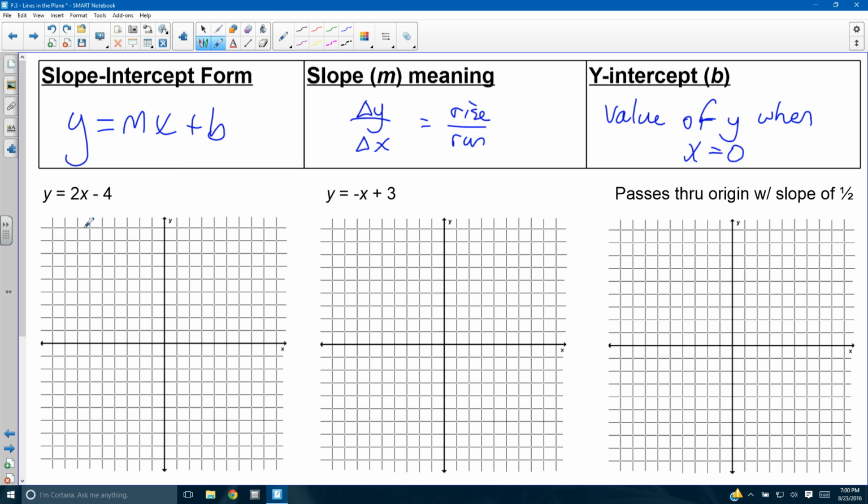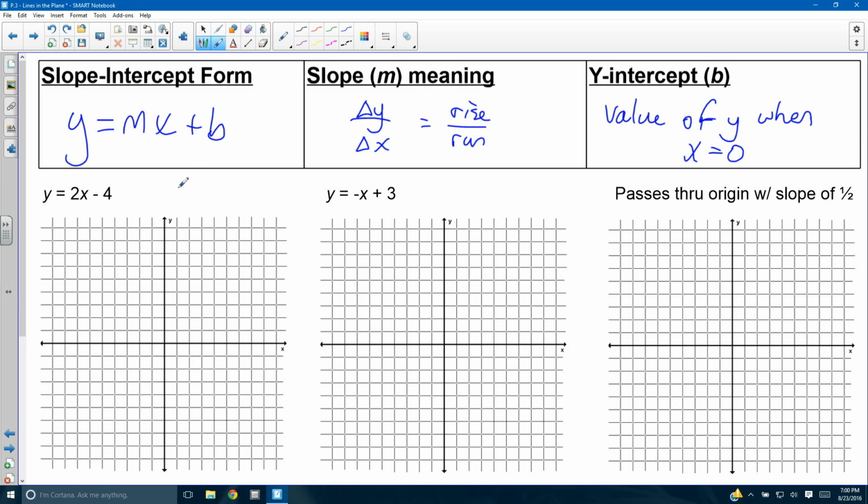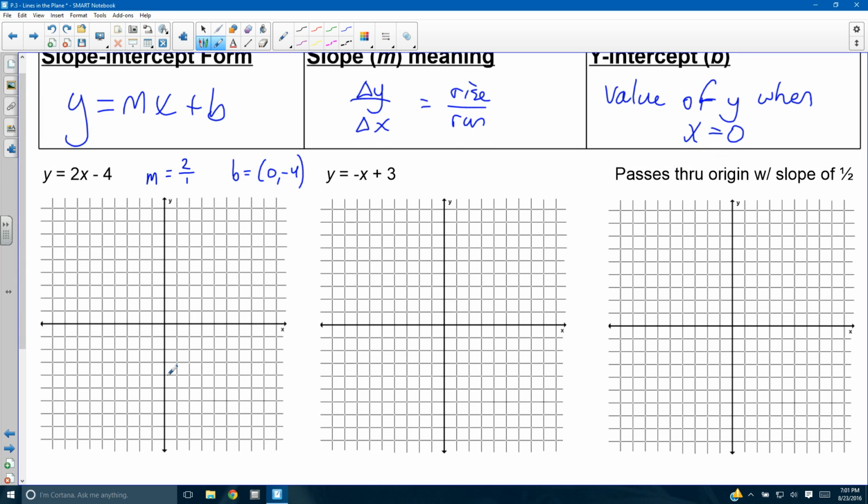Okay, how do we do this without a table? That's what's being asked here. Y equals 2x minus 4. What I'd recommend, especially when some of them kind of look different, is identify what your slope is. Your slope is 2, or better yet, written as a fraction, 2 over 1. This is how much you rise. This is how much you run. B is at the point 0, negative 4. The y-intercept is negative 4, but it's crossing specifically at this point.